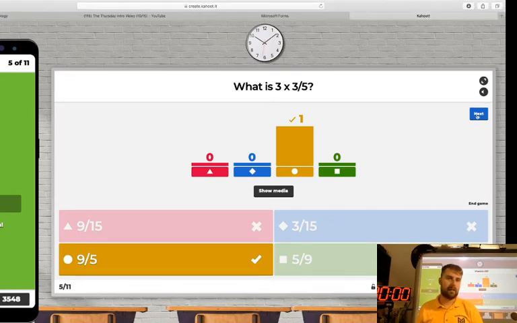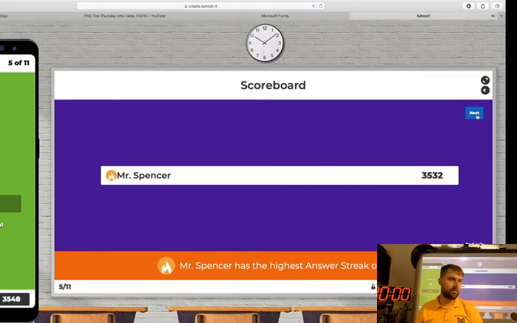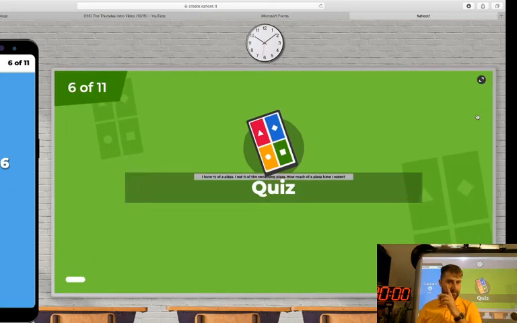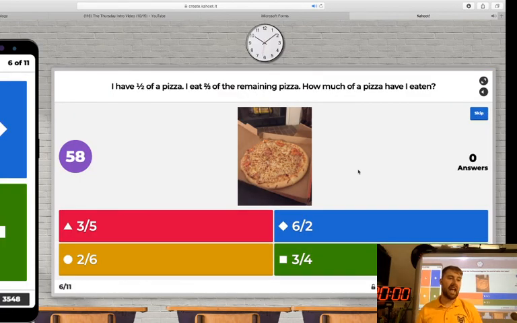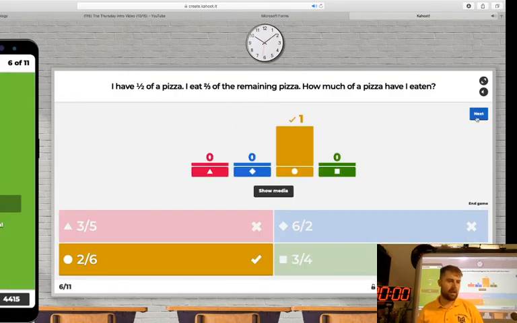All right, here we go. Next question. Question 6. I have 1/2 of a pizza. I eat 2/3 of the remaining pizza. How much pizza have I eaten? All right, pause it here, unpause it when you have your answer. All right, I know that this is 2/6 because I multiply my numerators. 1 times 2 is 2, and then my denominators, 2 times 3 is 6. Awesome.